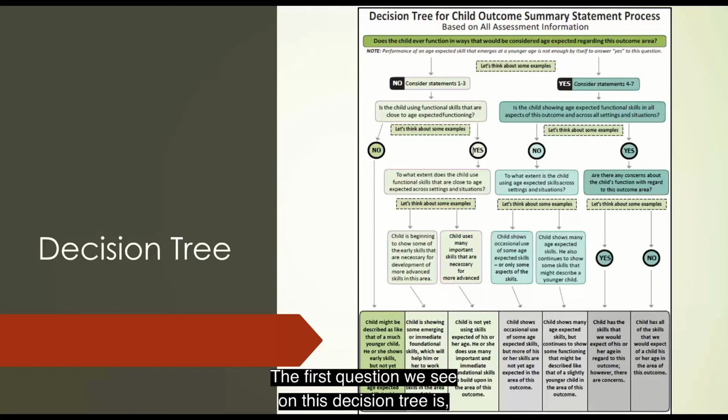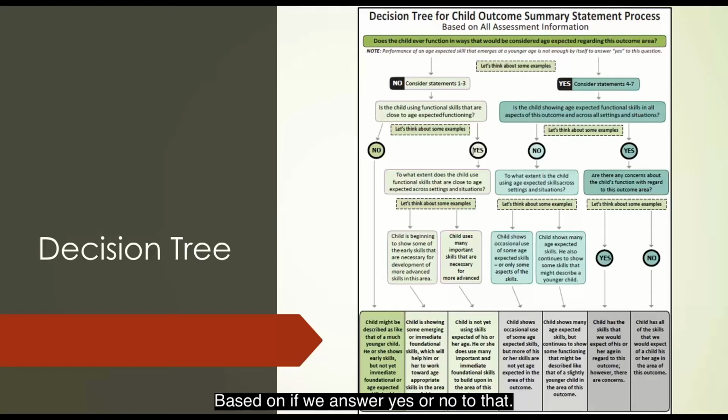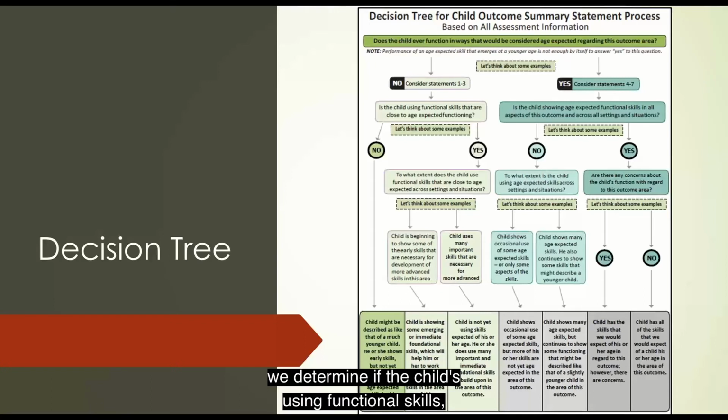The first question we see on this decision tree is, does the child ever function in ways that could be considered age expected regarding this outcome area? Based on if we answer yes or no to that, we provide some examples, then we decide is it a yes or no. If it was a no, we determine if the child's using functional skills that are close to age expected. If it was a yes to that, then we want to know, are they doing age expected functional skills in all aspects of this outcome?